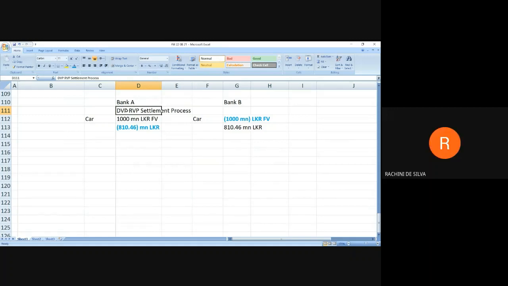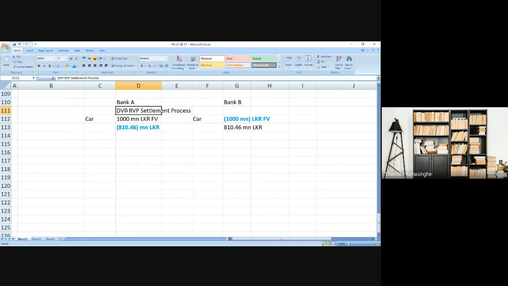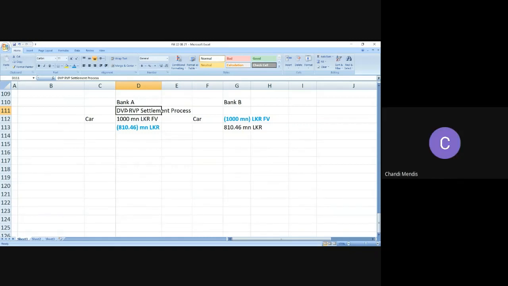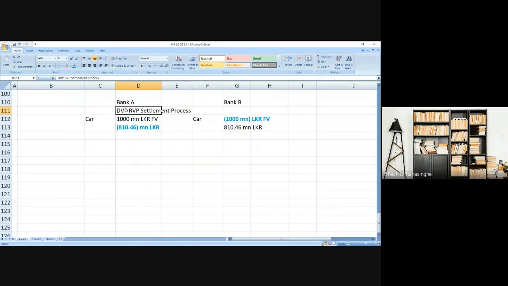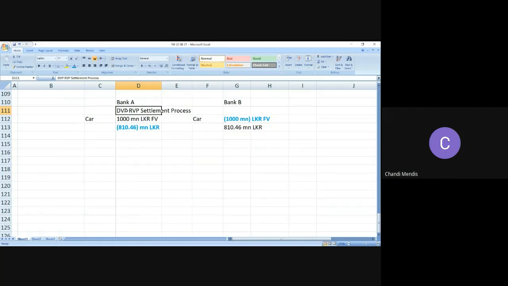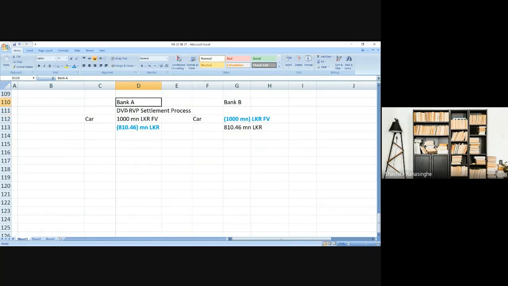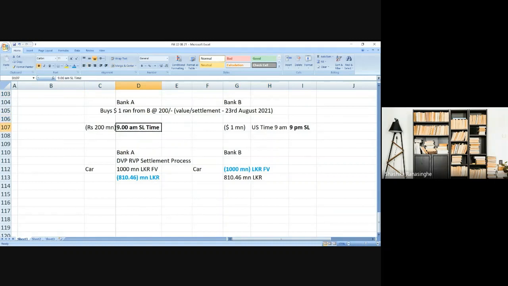So is it because of time difference? No, this is a local transaction, all Sri Lankan. Rupee bond and rupee payment. So there is no time difference. These are Sri Lankan bonds. The earlier one was a foreign exchange transaction. This is a forex. This is a rupee transaction.